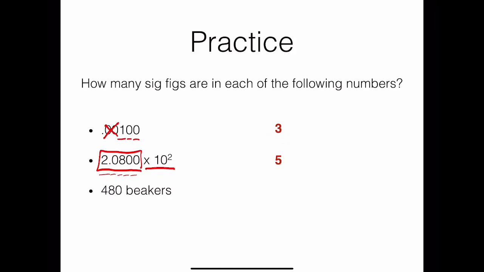And in the last one, you might look at this and think that there are 2 sig figs. However, since we're talking about something whole that can't be divided and still maintain its integrity, what I mean by that is I can't have half a beaker and still have it be a beaker. Therefore, I have an infinite number of sig figs in the number representing 480 beakers.